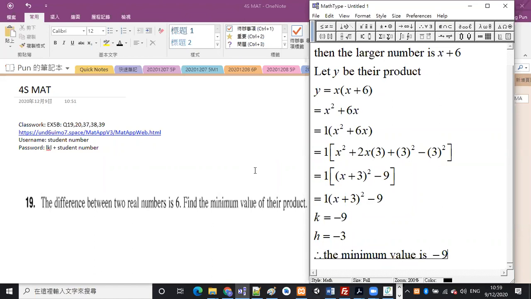Okay, and then the minimum value is negative 9. And because the question did not mention whether the two numbers are positive or negative numbers, it can be negative, right? Okay, it is not necessary to be positive here. And it is not necessary to be an integer also.